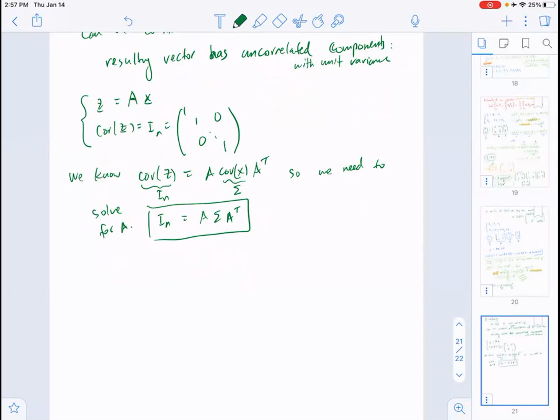A hint when you're dealing with something like that is to try n equal 1. So you try n equal 1, what would happen? Every matrix has dimension 1. So this is 1 equal A, where A is a number, times the variance. I'm going to call this sigma squared, let's say. And then A transpose is going to be A. So what will be A in this case?